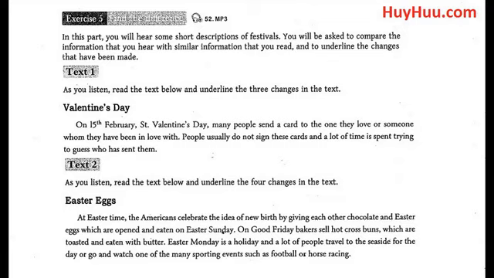Easter eggs. At Easter time, the British celebrate the idea of new birth by giving each other chocolate Easter eggs, which are eaten on Easter Sunday. On Good Friday, bakers sell hot cross buns, which are toasted and eaten with butter. Easter Monday is a holiday, and many people travel to the seaside for the day, or go and watch one of the sporting events, such as football or horse racing.